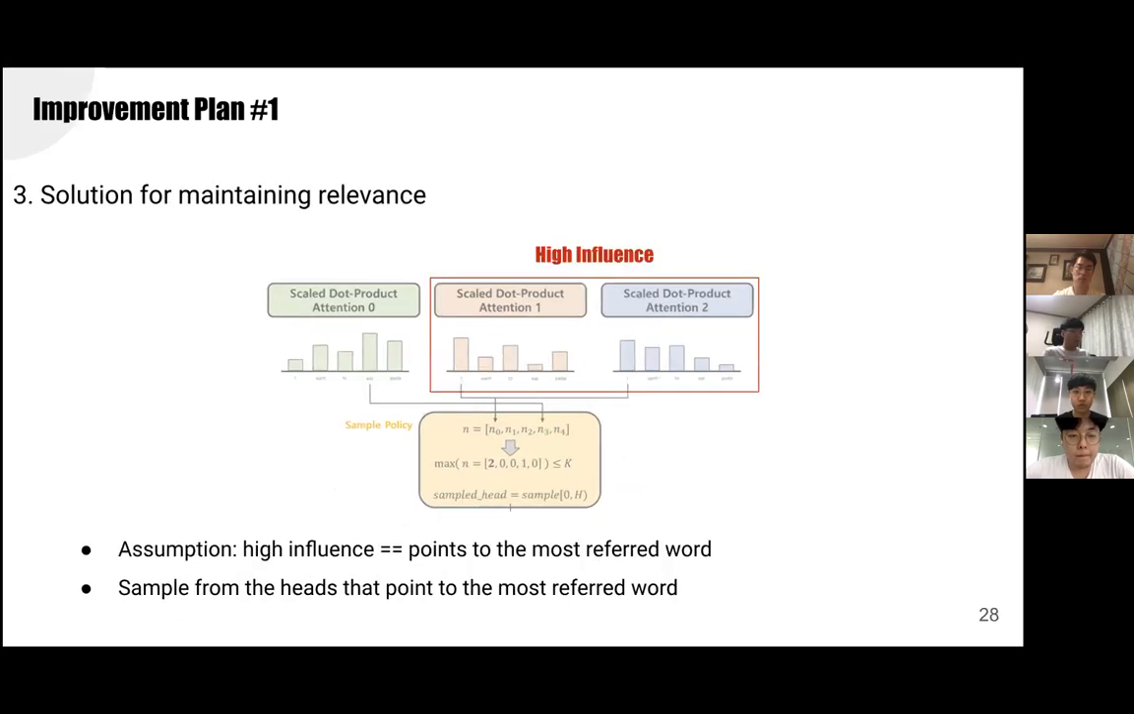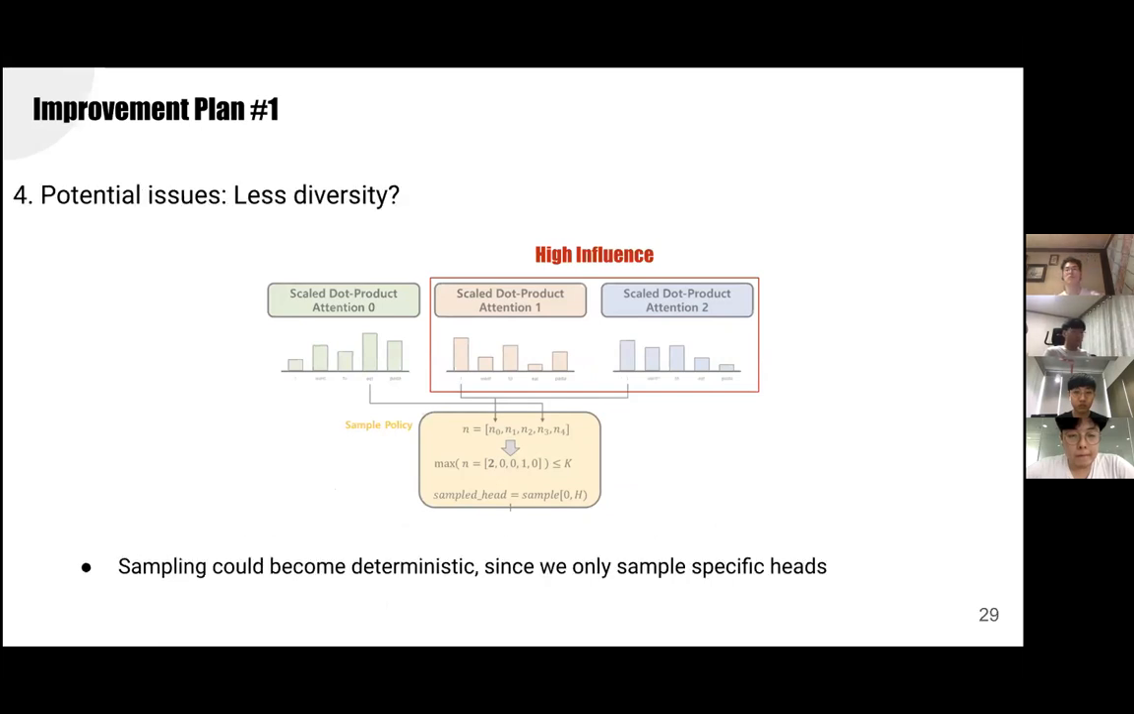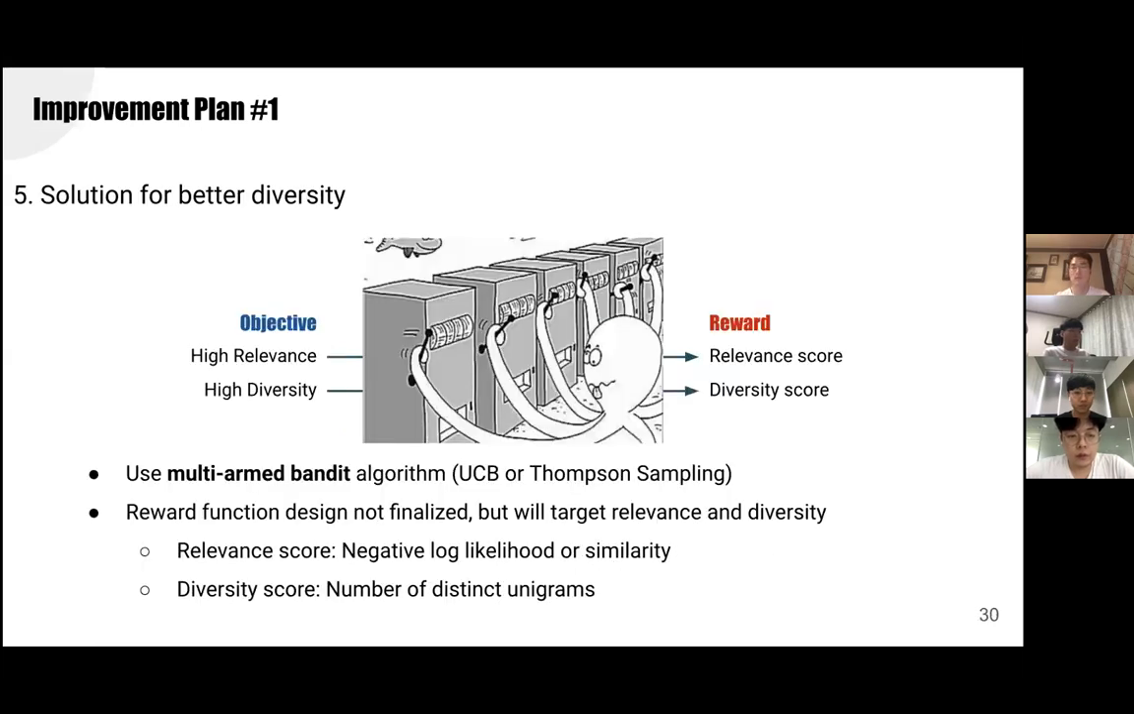So our solution here is to sample from the heads that point to the most referred word, and the assumption is that these heads have a higher influence on the decoding process. Of course, we'll analyze the results and check if it's really the case. The follow-up issue is that it might lead to less diversity, as we're only sampling from a specific set of heads. So we are thinking of another solution using the multi-armed bandit algorithm. We haven't finalized the design yet, but we'll design the reward function in a way that targets both relevance and diversity.